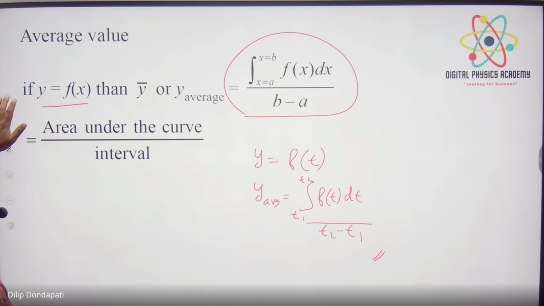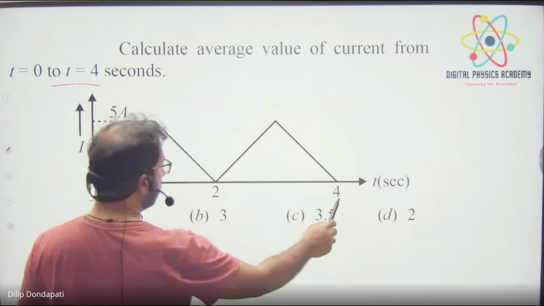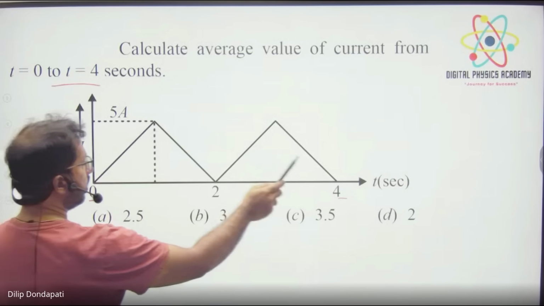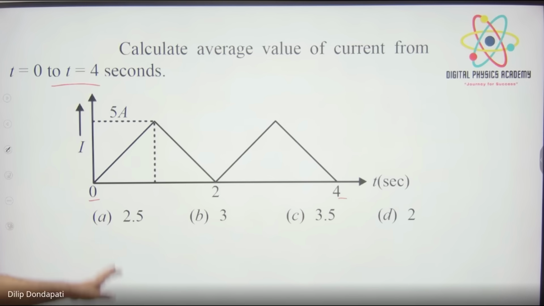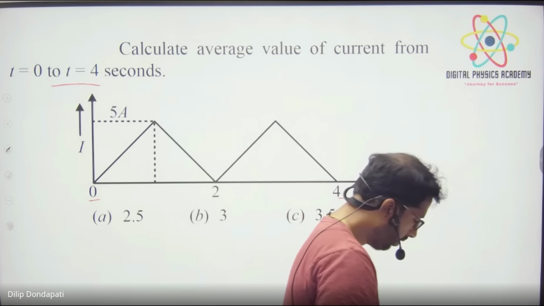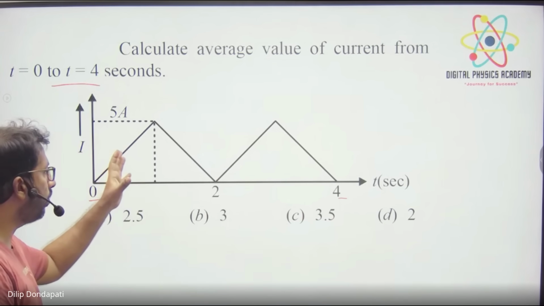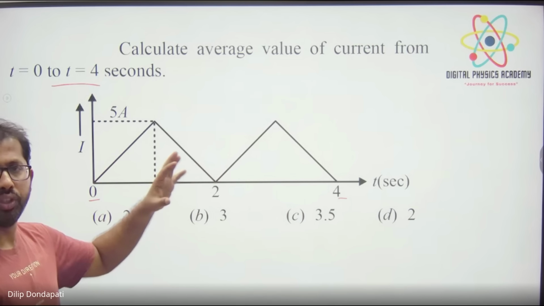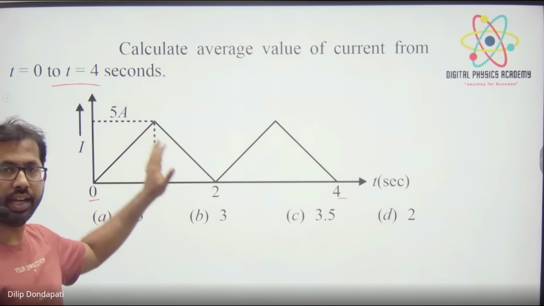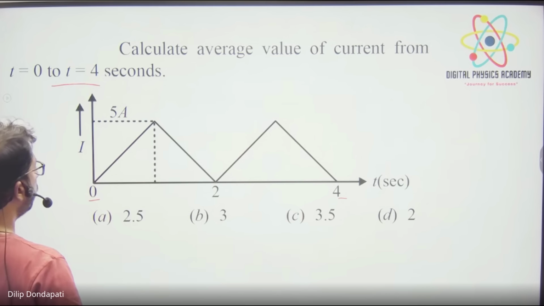Copy it. I want to find the average value of current from 0 to 4 seconds. They have given a current versus time graph, and he is telling us to find the average value of this graph. So this graph is a linear graph, right? So instead of integration, we can find the area under the graph and divide by the class interval. That is the average value. Find the average.